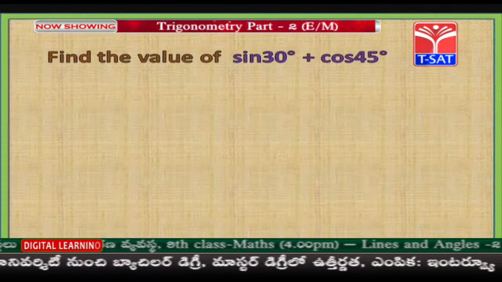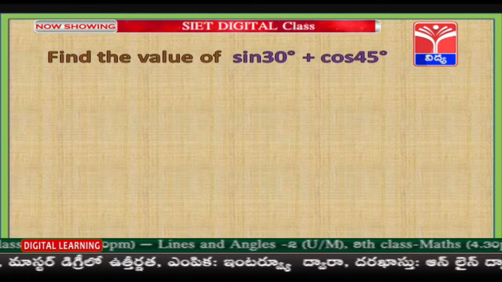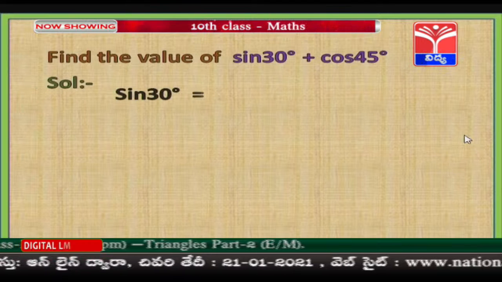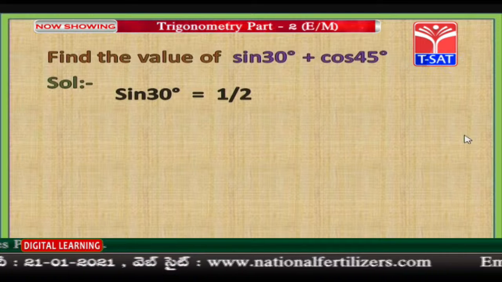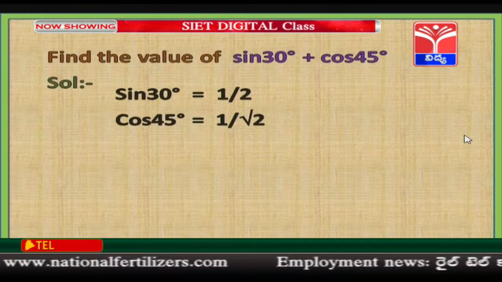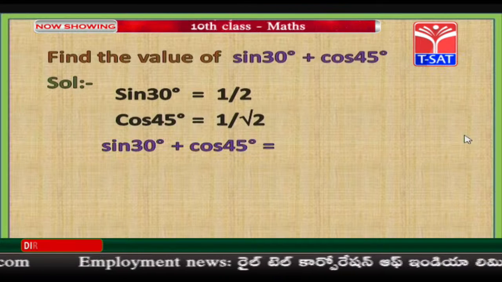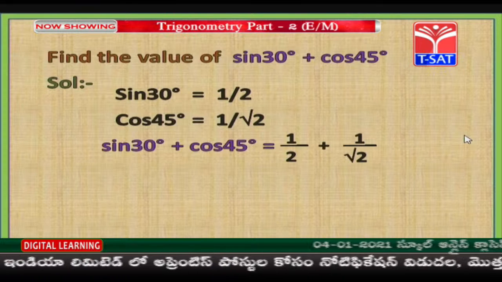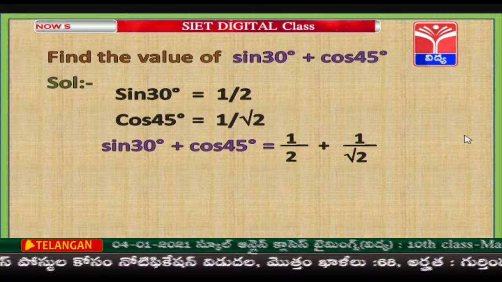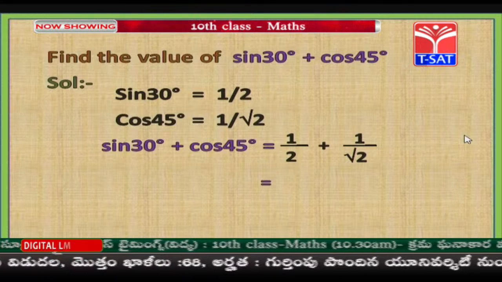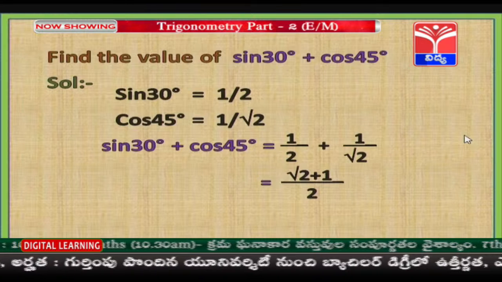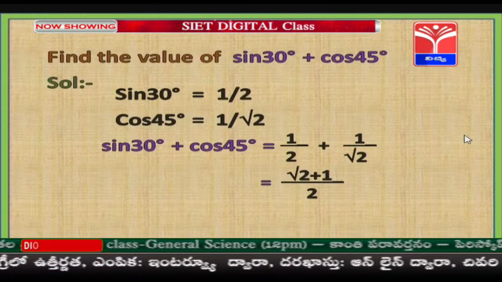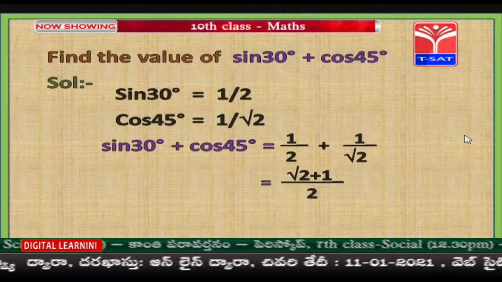Find the value of sine of 30 degrees and cos of 45 degrees. That means, I have to read it as sine 30 degrees plus cos 45 degrees. How to find it? Let me see the solution. We know that sine 30 degrees is equal to 1 by 2, cos 45 is equal to 1 by root 2. That means, sine 30 degrees plus cos 45 degrees is equal to 1 by 2 plus 1 by root 2. Now, when you take the LCM of 2 and root 2, your LCM will be 2 only. That means, in the numerator you will be getting root 2 plus 1. So, sin 30 degrees plus cos 45 degrees is equal to (root 2 plus 1) by 2.